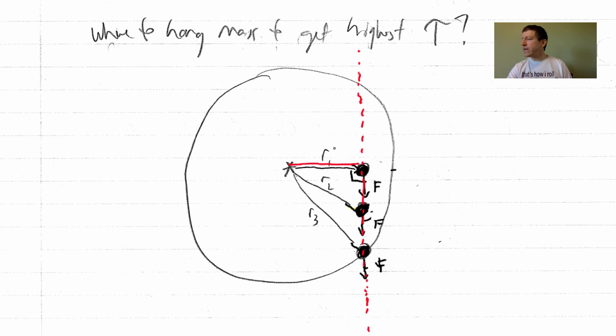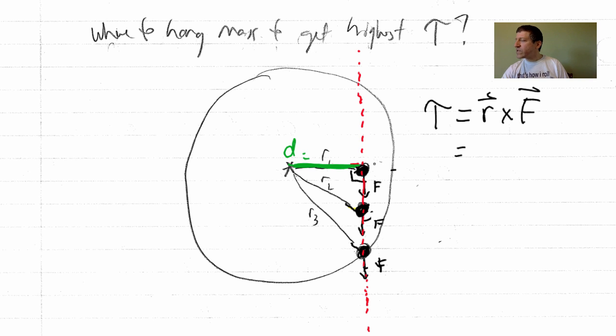I'm going to do a different color here. This distance right here, from there to there, is also D. That happens to equal R1. So our torque equals R cross F, no matter where it is. For all of these, the force is the same, but so is D. It is going to be just D times F for all these. It doesn't matter which one you use.